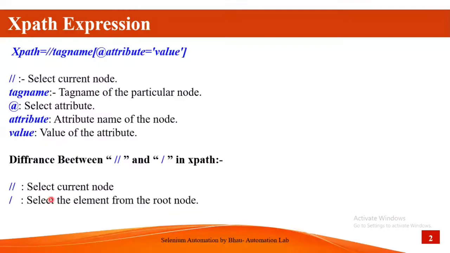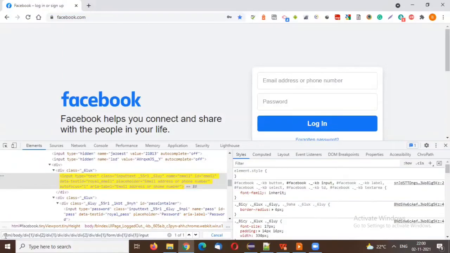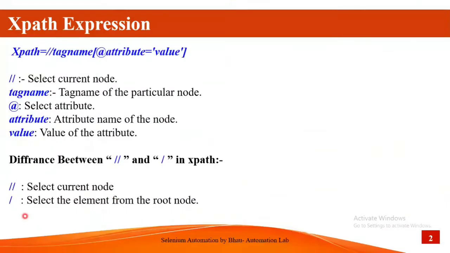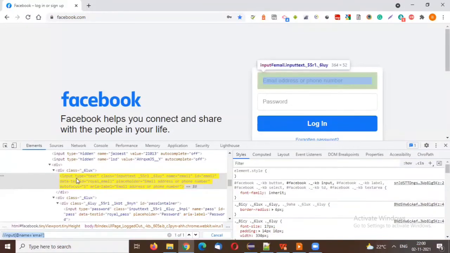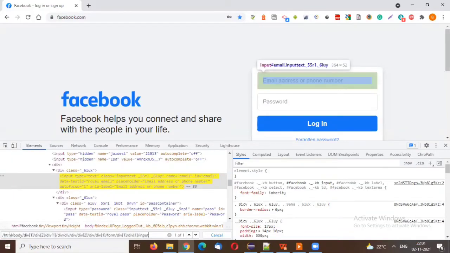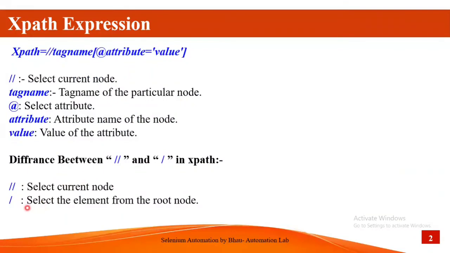Which starts with a single slash, so it selects the current node. If we define double slash, like in the last example where we defined a double slash, it starts from this particular current node, right? But if we define a relative or absolute type of XPath, it will start with a single slash. And when an XPath starts with a single slash, it selects the element from the root node.